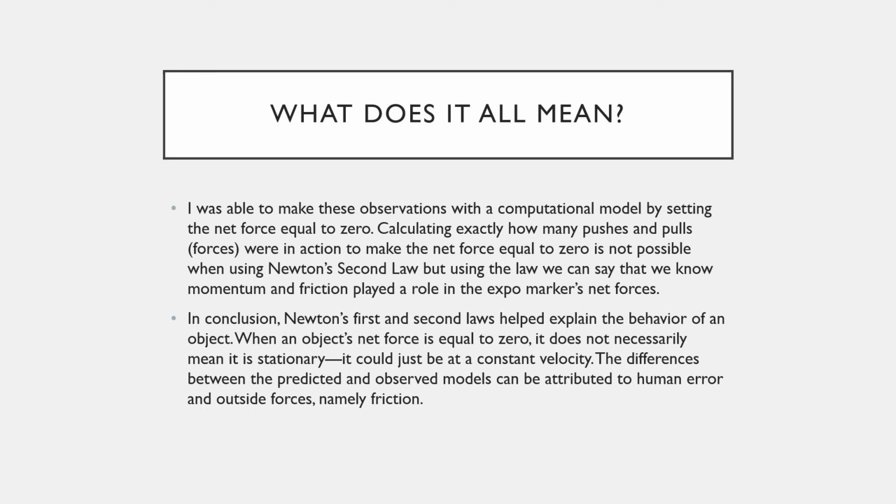In conclusion, Newton's first and second laws helped explain the behavior of an object. When an object's net force is equal to zero, it does not necessarily mean the object is stationary. It could just be at a constant velocity. The differences between the predicted and observed models can be attributed to human error and outside forces, namely friction.